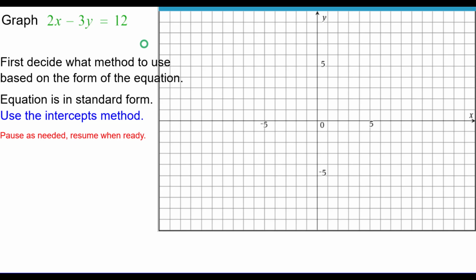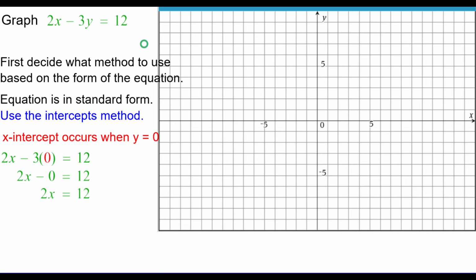So I want you to pause as needed to find the intercepts. Resume when you're ready. The x-intercept occurs when the y-coordinate is 0. So we'll substitute 0 in for y. 2x minus 3 times 0 is 0, so it becomes 2x equals 12. Divide both sides by 2 and we get x equals 6. So the ordered pair of the x-intercept is 6, 0.